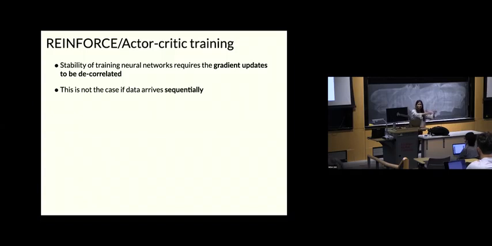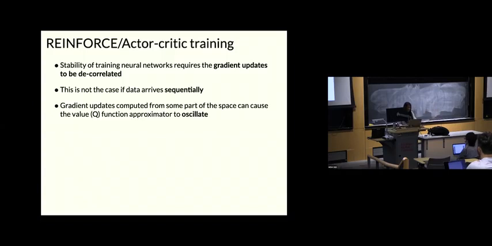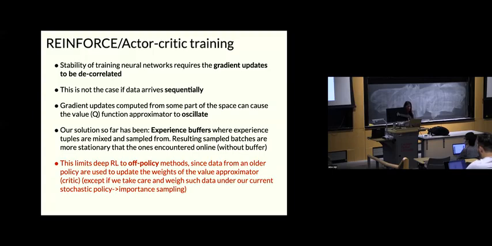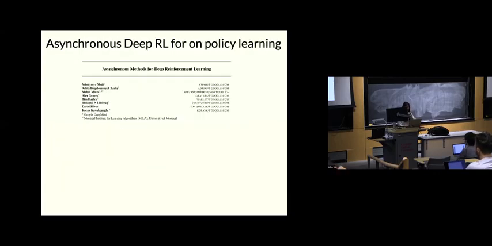If you have one agent that sequentially traverses the environment, we actually discussed this in DQN, and then we said, oh, we're going to have these big experience buffers. But these experience buffers assume off-policy training, because you should be able to sample experience from an older policy to compute your updates. Unfortunately, this limits reinforcement learning to off-policy methods, since the data from an older policy are used to update the weights. Now, here is what we're going to do.